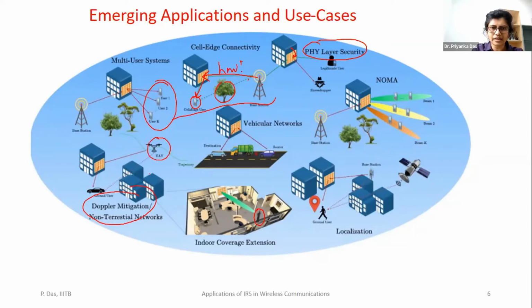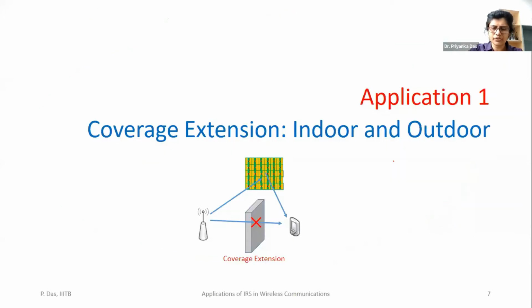UAV, IRS can help. Vehicular technology, there is a communication between two cars. It can be done through the IRS reflections on some building. Localization, you have GPS, the positions, the man is moving, you need to locate its position. IRS can help through satellite. There are lot of advantages. Will everything come true? Let's see one by one.